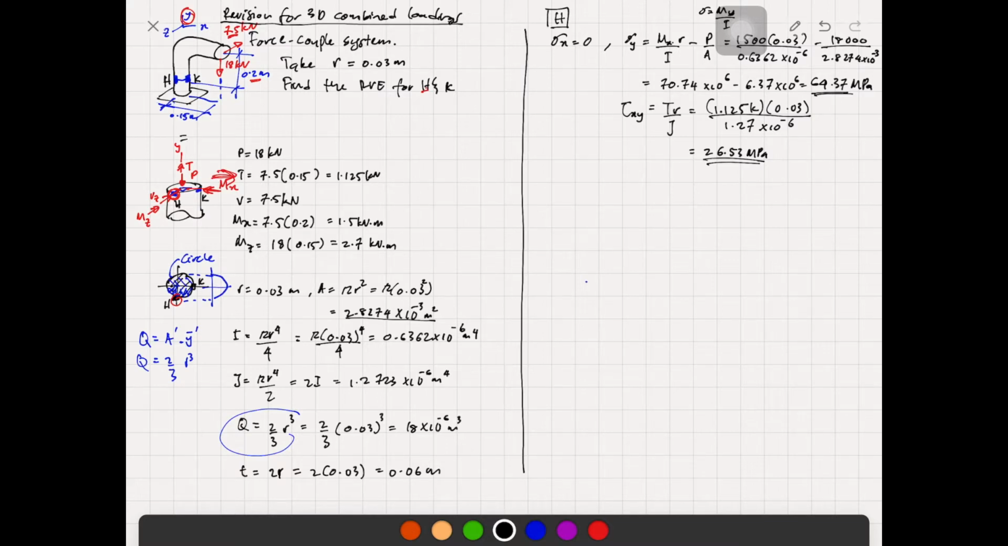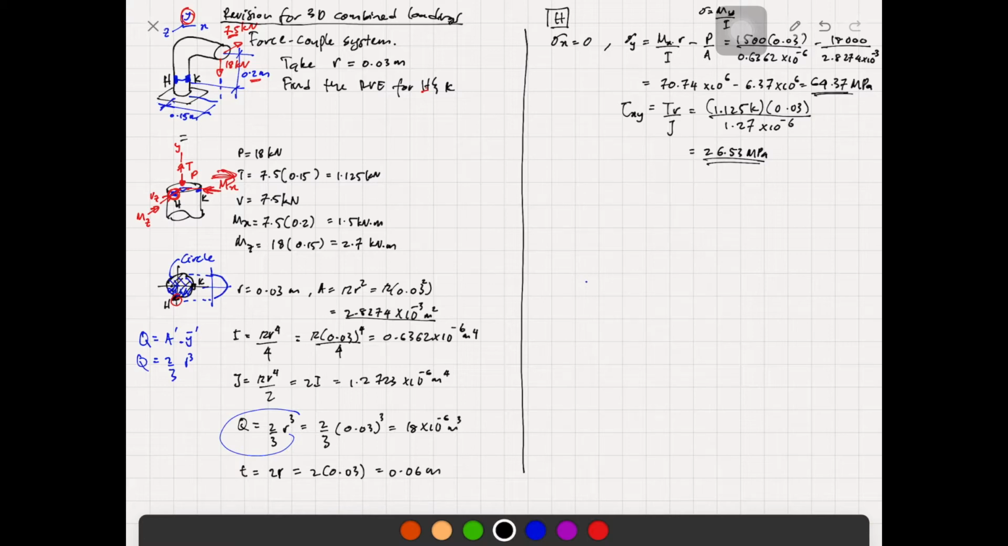So 1.125 kilonewton meters. This is what we have before, and according to the torsion formula, Tr over J, just plug and chug, and you have 26.53, the value for shear stress. Even though it is caused by torsion, there are two types of shear. One is torsion, another one is the transverse shear. That is point H.